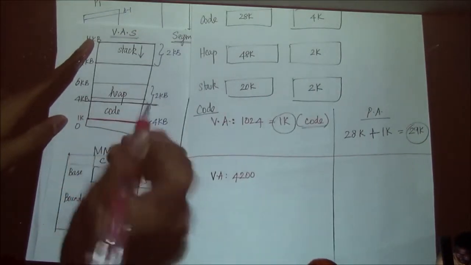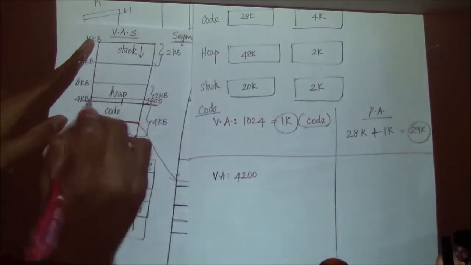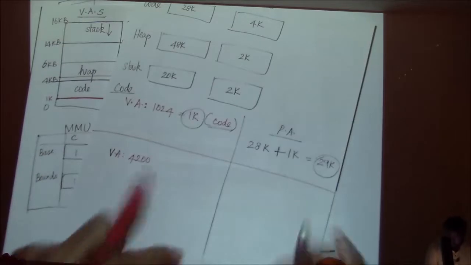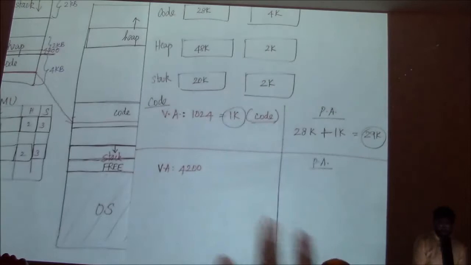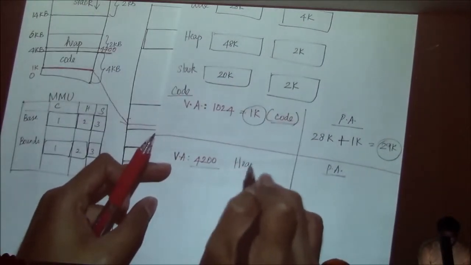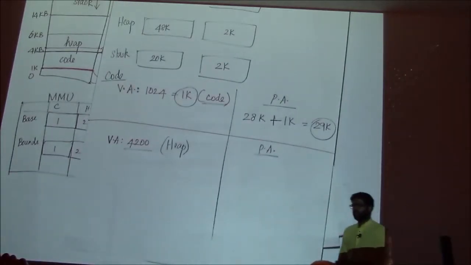Okay? So if this is 4200, then 4200 lies right here. How can we figure out its corresponding physical address? Can you try this? Based on all the information that we have, can you find out the physical address for the virtual address 4200, which we already found is in the heap segment? Take a few seconds to try it out.